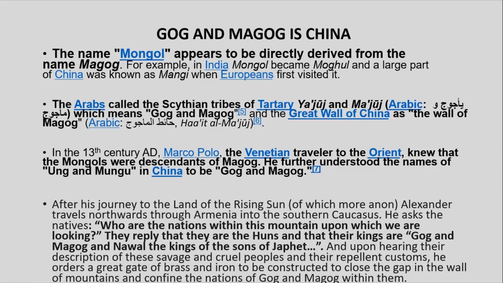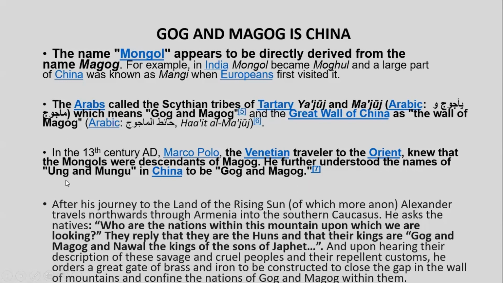But they also wrote in the Quran that the Great Wall of China was originally called the Wall of Magog. Now, this is written in the Quran and in some of their Arab writings, and they are saying that China would be associated with Gog and Magog. 13th century, Marco Polo: he said he knew that the Mongols were descendants of Magog. He further understood the names Yuk and Magog in China to be Gog and Magog. So here's a third reference.